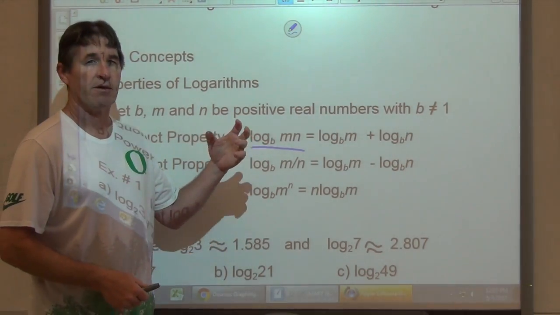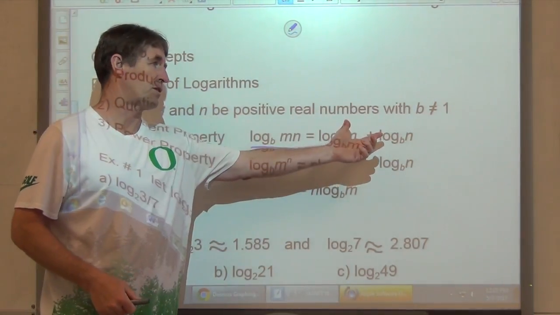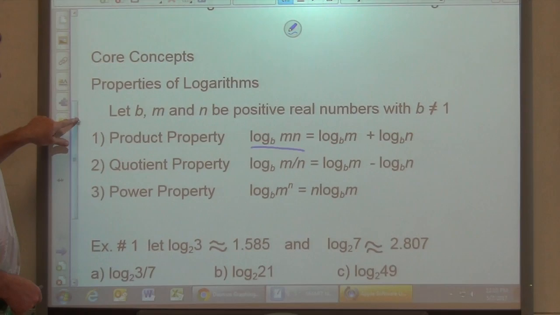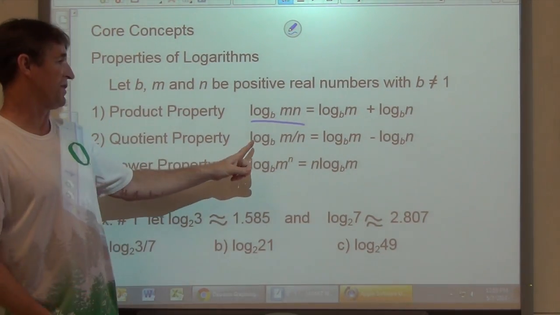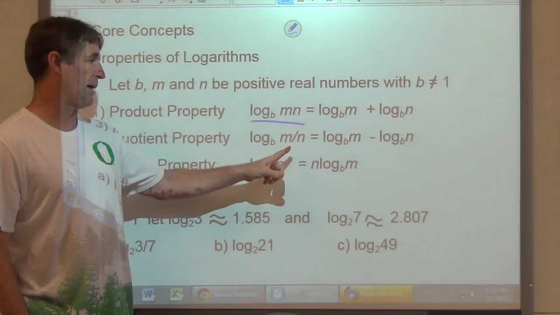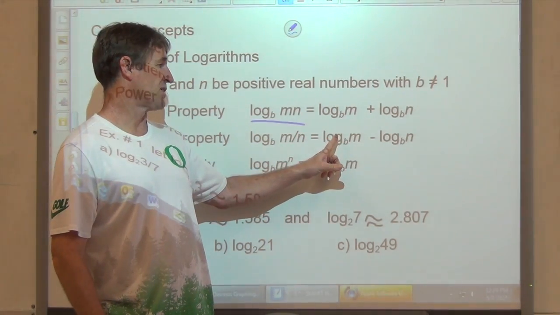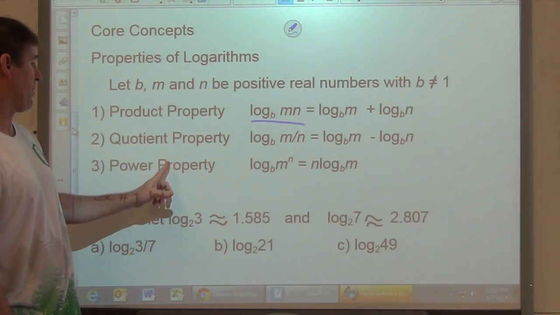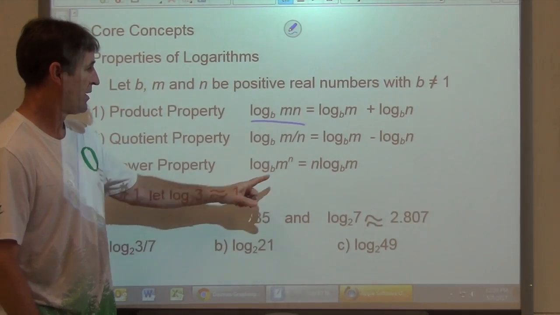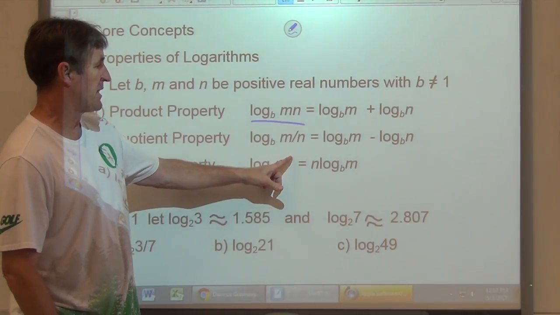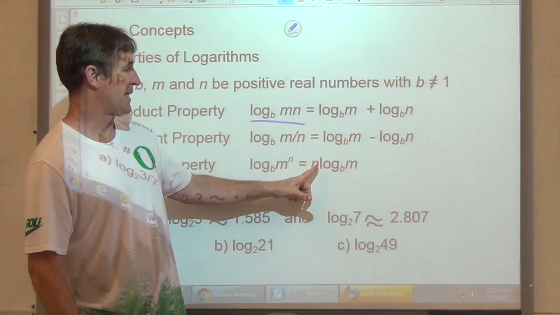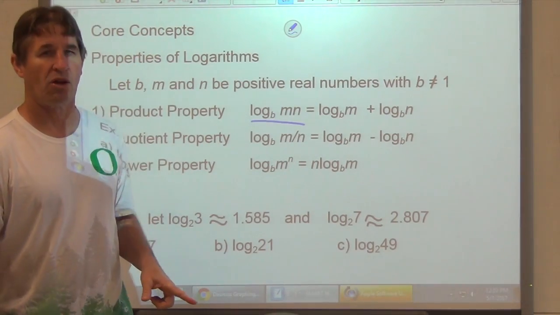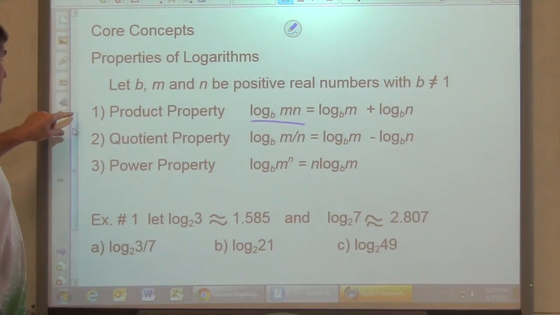You'll just find that for some it helps to move to this method, and for some it helps to move to the other method. Same thing with the quotient property. Quotient is division, so if we have log base b of m divided by n, then that can be written as log b of m minus log b of n. And the last one is the power property. If we have log base b of m to the n, we can rewrite that as n times log b of m. So you can move that exponent out front and multiply it to the logarithm, and it still will give you the same value.